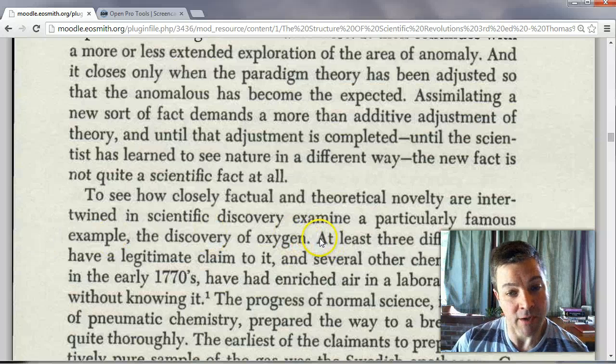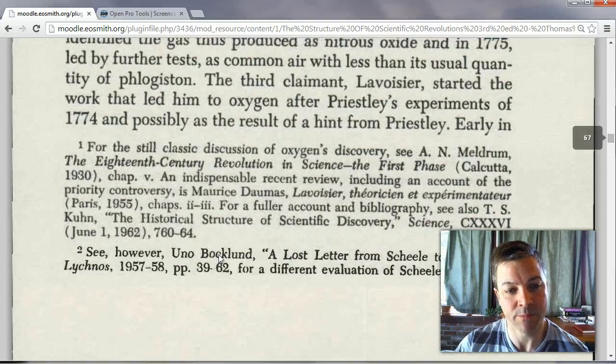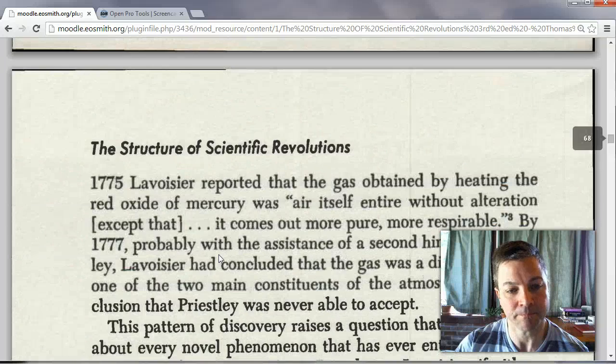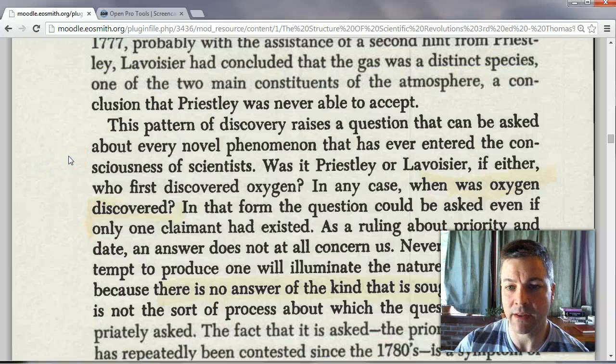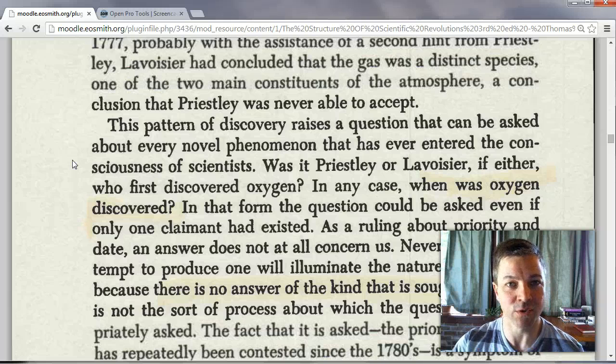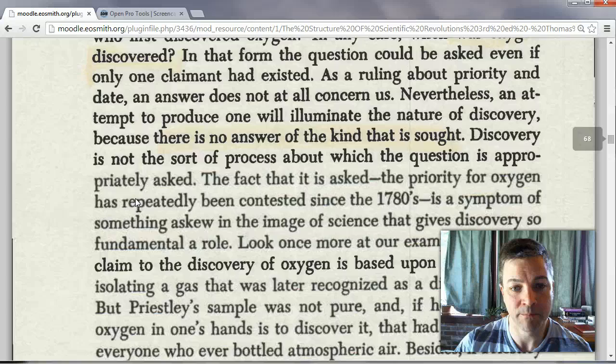I'm not going to go on here, but I'm kind of tempted to read about these three different men who had legitimate claim to discovering oxygen. But let's scroll down to the next paragraph. "This pattern of discovery raises a question that can be asked about every novel phenomenon that has ever entered the consciousness of scientists." So we're connecting this whole story of oxygen to a bigger question about how discovery works. How does scientific discovery work?